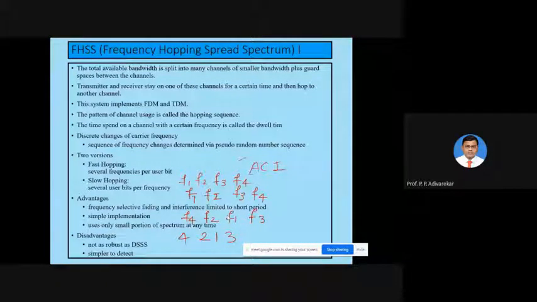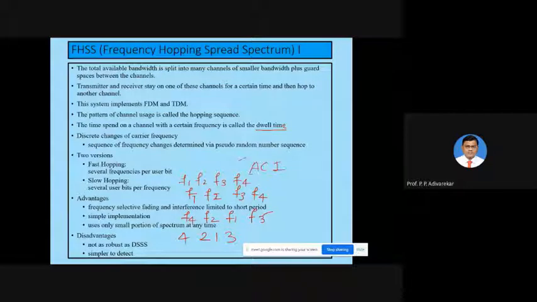The time spent on a particular smaller channel with a certain frequency is called the dwell time. It is given over here. Here you can see, sorry, the E is missing over here. It is the dwell time, the time spent on the channel with a certain frequency. So the amount of time spent on a particular channel by the user bit is called the dwell time.